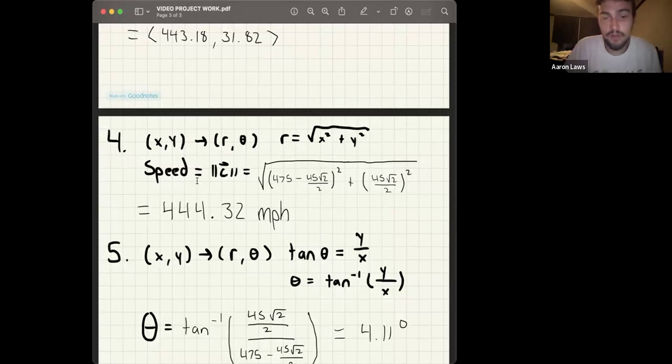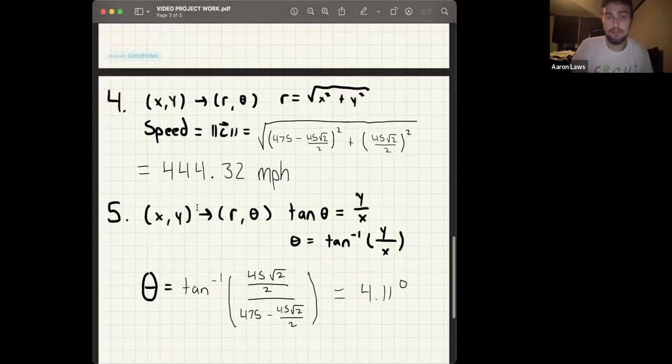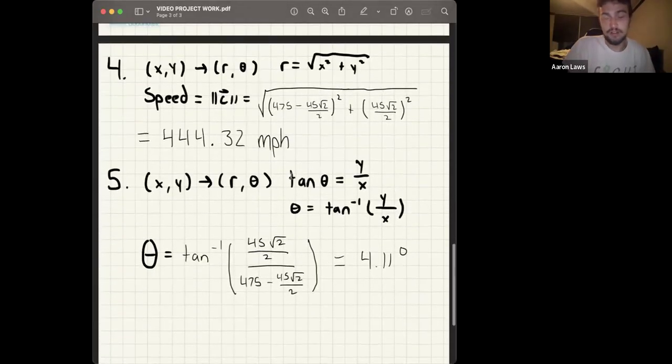The square root of 475 minus 45 times square root of 2 over 2 squared plus 45 times square root 2 over 2 squared. That comes out to roughly 444.32 miles per hour, giving us our answer for the second part of the problem, which is the speed. And then following that with similar Cartesian to polar conversion rules, we want to find the theta for the velocity vector.